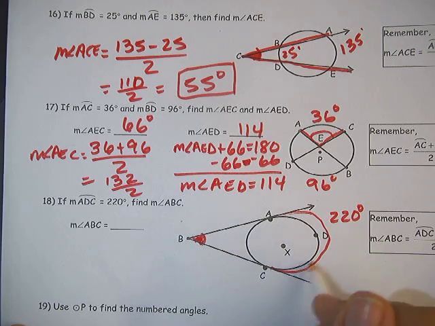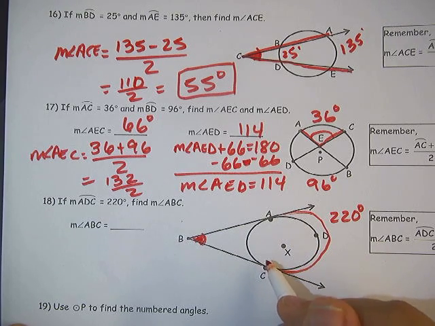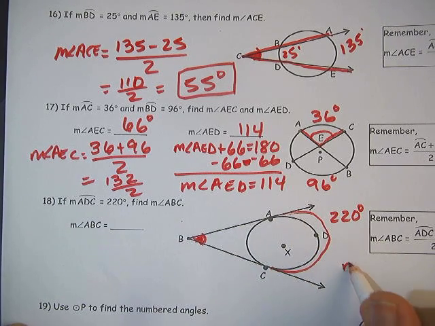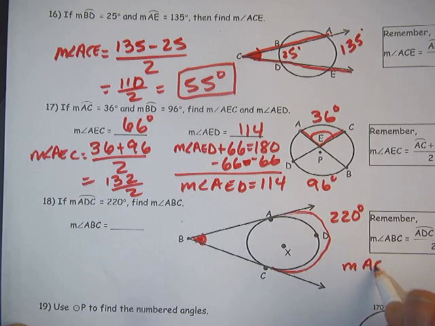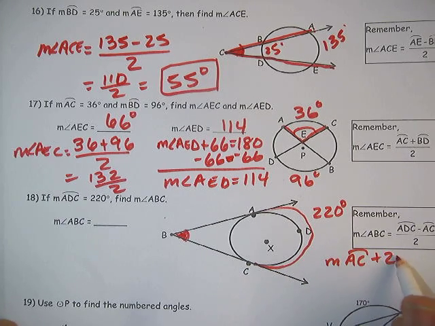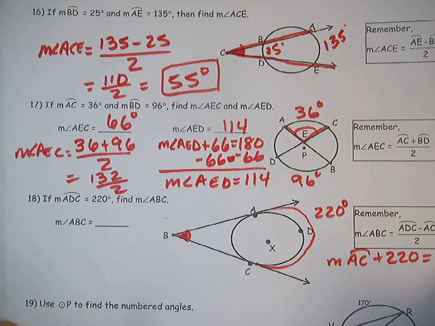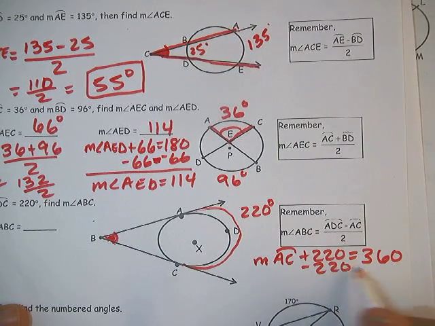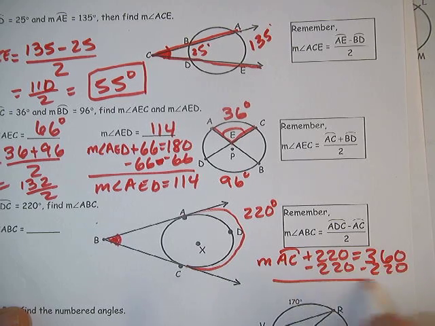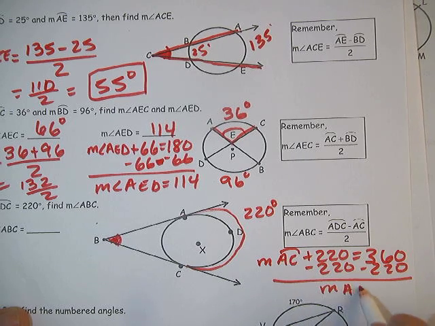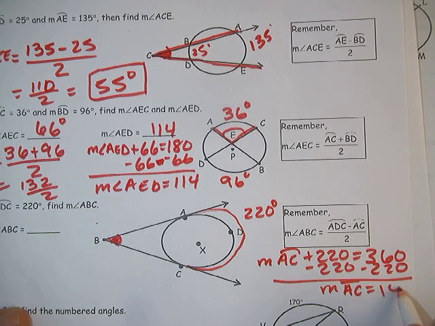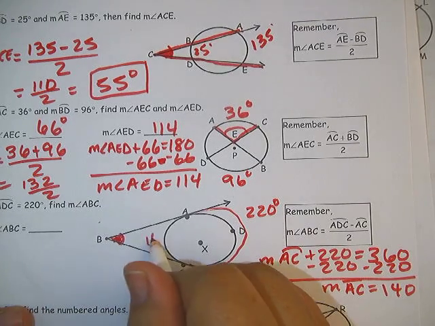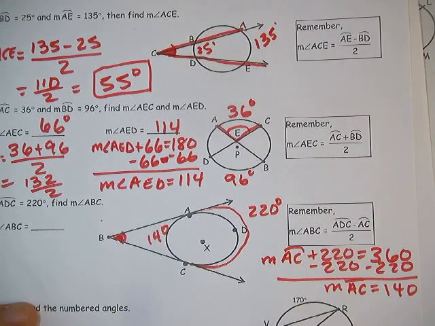So I know this arc, but I don't know this one. But I can find it. Arc AC plus the 220 has to add up to 360. So when I subtract 220 from both sides, the measure of arc AC equals 140. So I know this inner arc is 140.